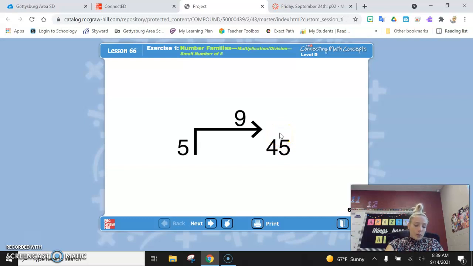If you were to come up with a division fact for this, what would the division fact be? Yeah, you could take 45, the big number, and divide it by 9 to get 5. Or you could say 45 divided by 5 equals 9. You have two different multiplication facts and two different division facts for this problem.